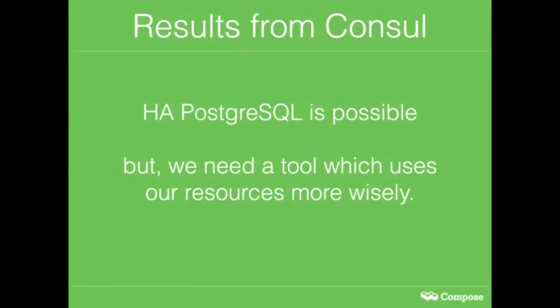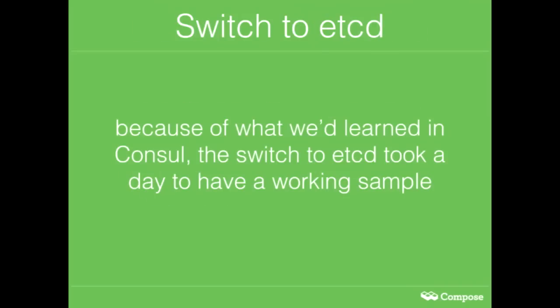And that would mean that we would be running a couple hundred consoles on one server. That would mean that we would have a lot of wasted resources. So we had to find something else. What we learned from Consul is that HA Postgres is possible. We learned the algorithm that we were going to use later on, but we needed to use resources more wisely.